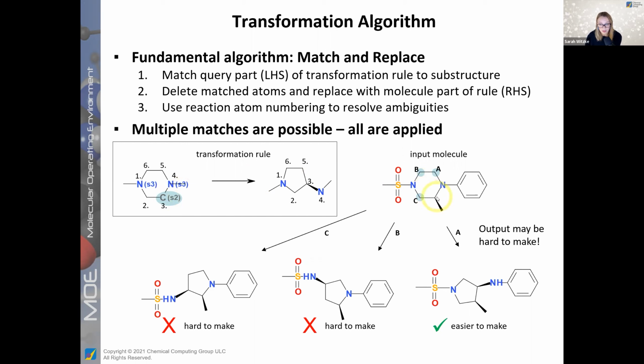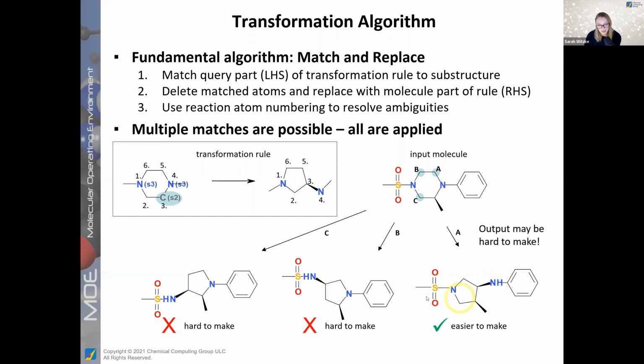Because our input molecule has one of the carbons with 3 heavy atoms on, that will not be able to match as carbon number 3. But carbon A, B, and C could all be interpreted as carbon number 3, and then the rotation of the rest of the match would go around the ring accordingly. And that leaves us with being able to create 3 different compounds, A, B, and C, as you see down at the bottom of the slide.